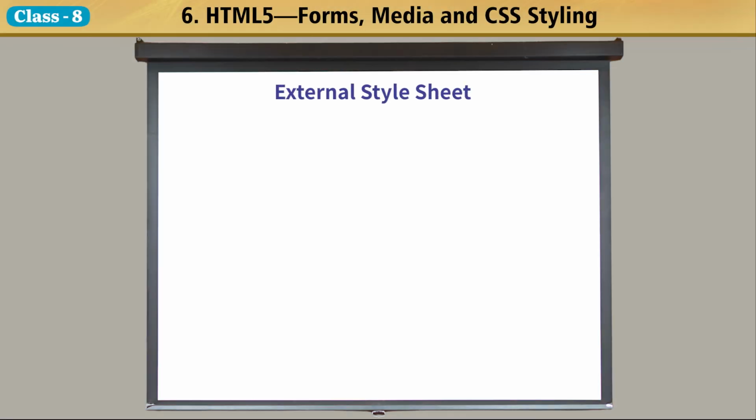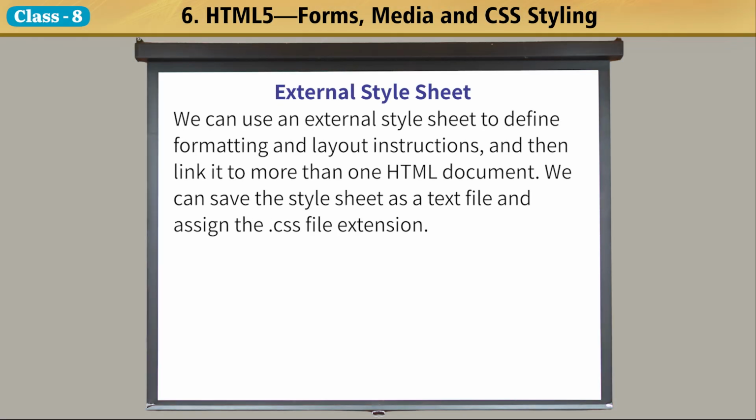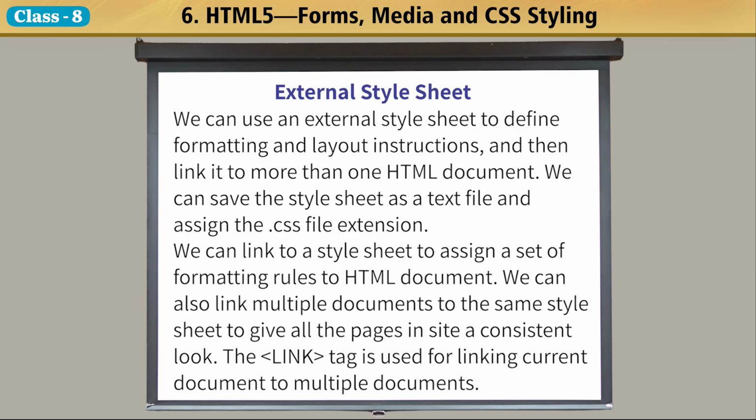External style sheet. We can use an external style sheet to define formatting and layout instructions and then link it to more than one HTML document. We can save the style sheet as a text file and assign the .css file extension. We can link to a style sheet to assign a set of formatting rules to an HTML document. We can also link multiple documents to the same style sheet to give all the pages in a site a consistent look. The link tag is used for linking the current document to other documents.